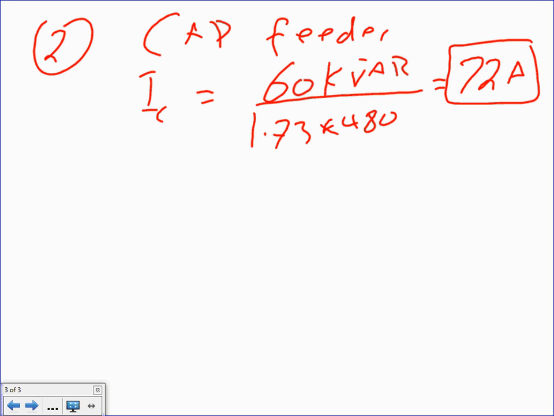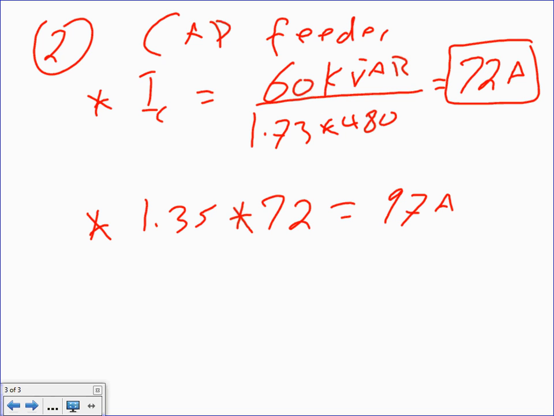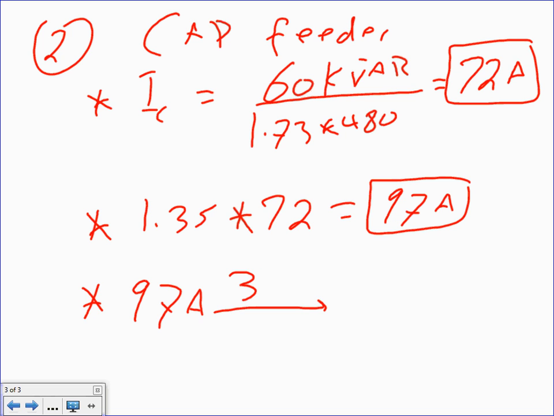So that's step number 1, guys: size the conductor, find the current. Step number 2 is 1.35. You guys remember that one? 1.35 times 72, and that will get you 97 amps. And step number 3 is to take your 97 amps, take it to where? 310.16 table under the 75-degree column, and that should get you 3 conductors.